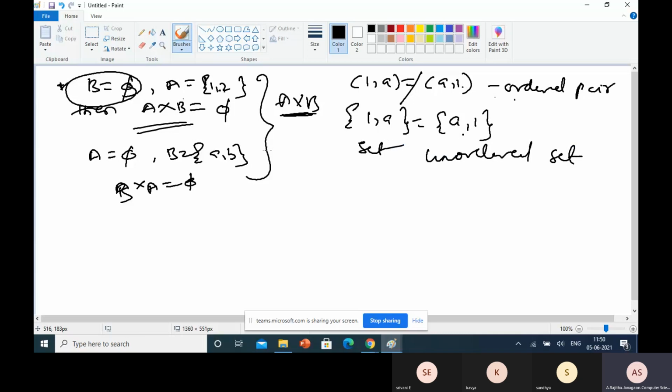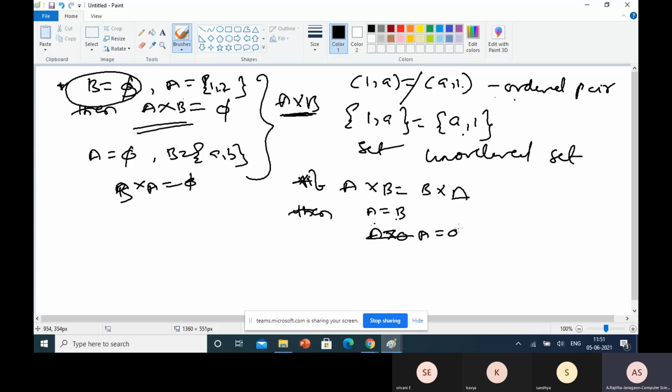Here is an important point. Suppose A cross B equals B cross A. If A cross B equals B cross A, then A equals B. It is possible only if A equals B, that means at least one of these three conditions. So this is one, and one more is A.